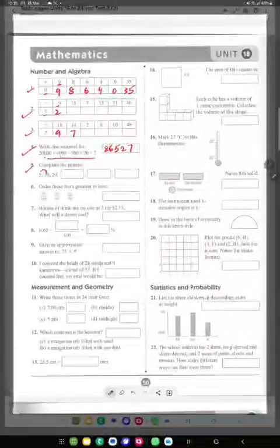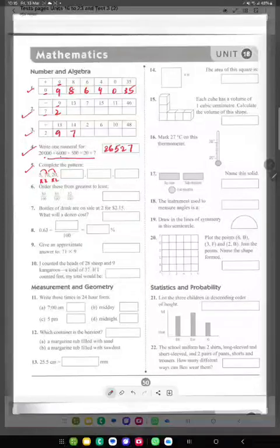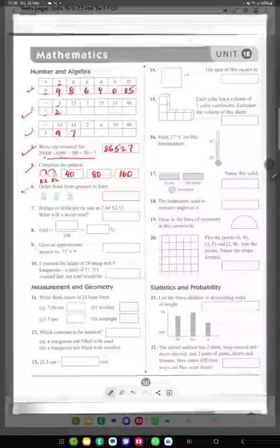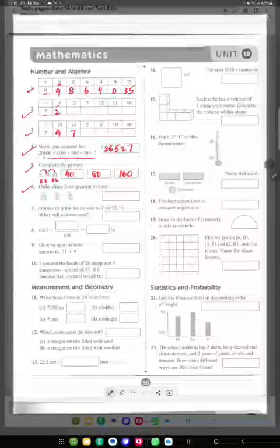Complete the pattern. In question 5, we are doubling the numbers. As you can see, 5 times 2 is 10. 10 times 2 is 20. Times 2, okay? So doubling. 20 times 2 is 40. Double of 40 is 80. Double of 80 is 160. Finish.